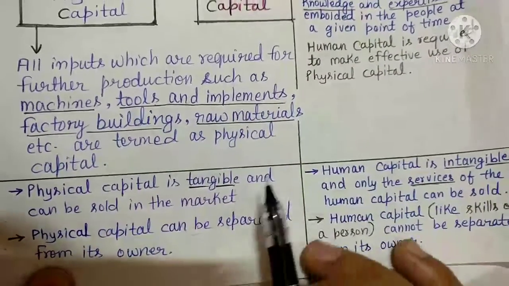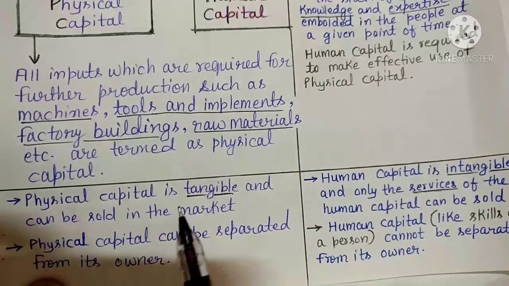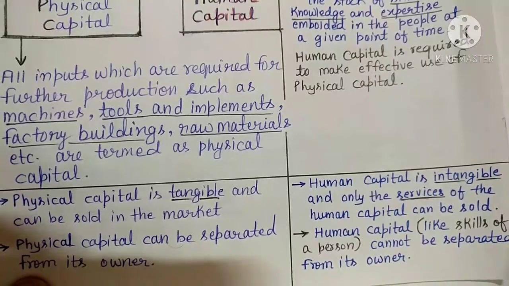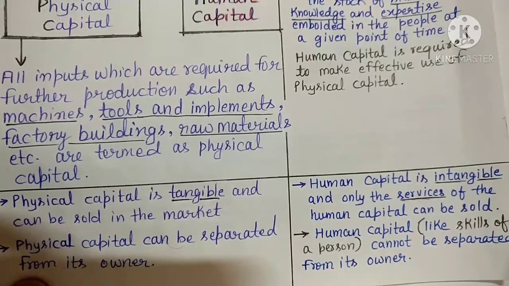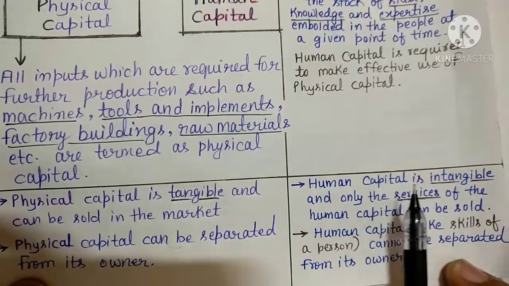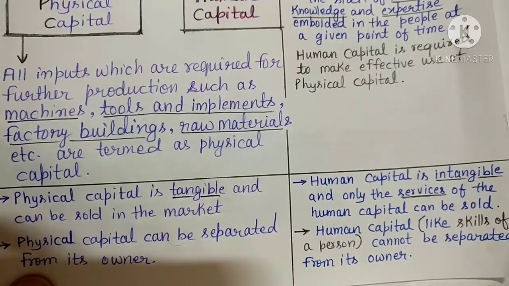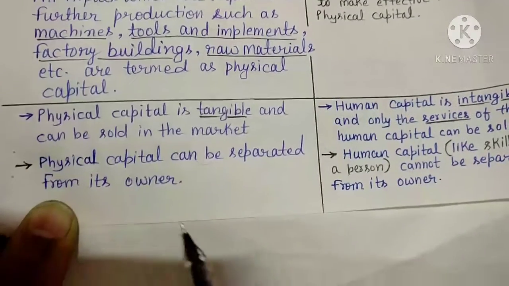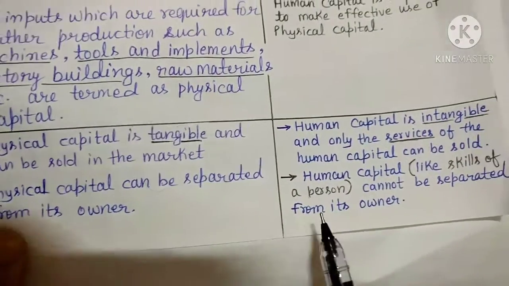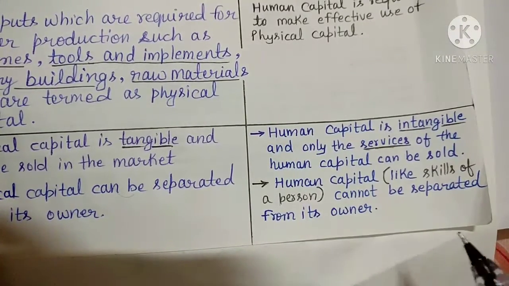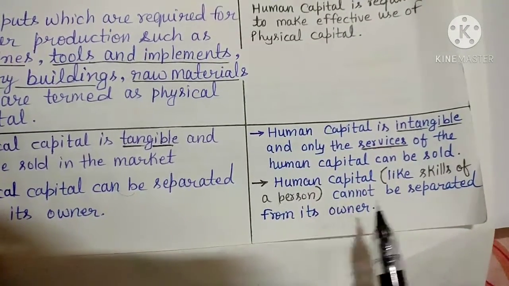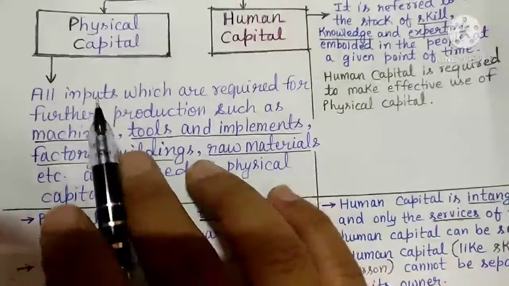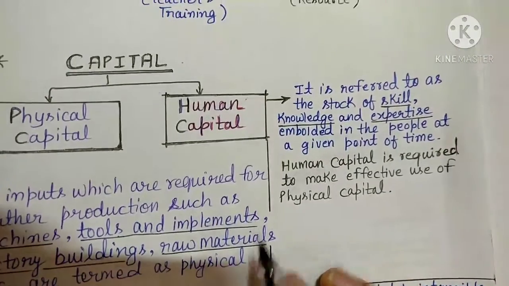So let's talk about the little difference between human capital and physical capital. As we said, physical capital is tangible. On the other hand, human capital is intangible, because the services given by humans are intangible. We can't see them, but we can observe them. Services can be sold, but humans can't be sold. Remember this one: the services of human capital can be sold, but the human will not be sold. Then physical capital can be separated from its owner. But in the case of human capital, we can't separate the skills of a person from him. They will remain with him only, or her. So these are physical capital and human capital. I hope now you got some idea about human capital.